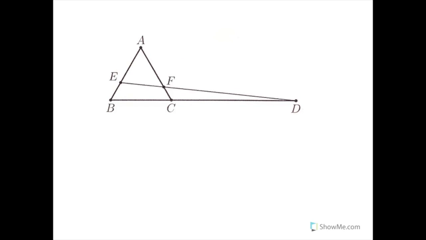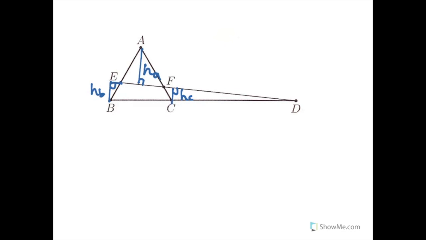Okay, now we're going to prove this theorem. First, let's draw the heights from each of the three vertices to the line DFE, and for notation, let's call them h sub a, h sub b, and h sub c respectively.